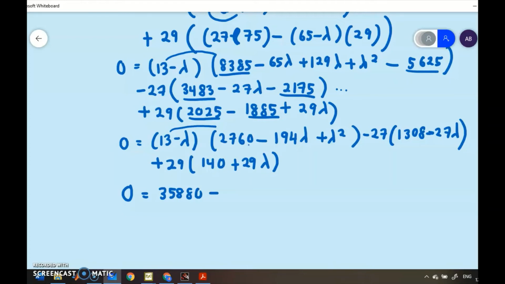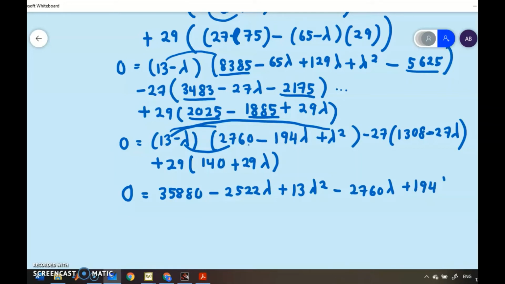Minus 194 times 13, 2522 lambda, 13 times lambda squared. Okay, this thing. So we have plus 13 lambda squared, and then this one minus 2760 lambda, and then negative negative positive plus 194 lambda squared. This with this, negative lambda cube.